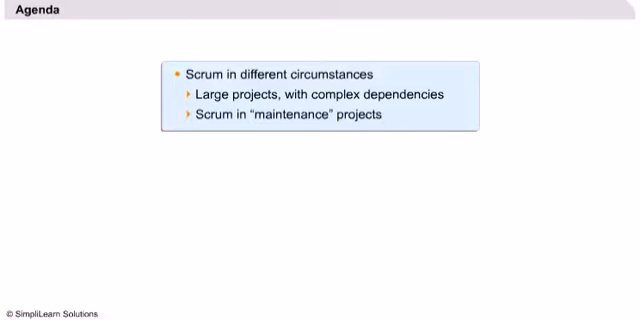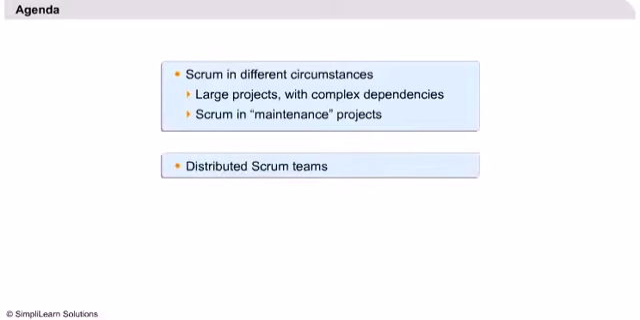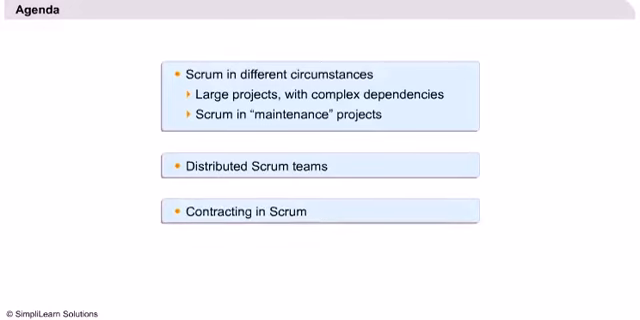We then talk about Scrum in maintenance projects. We then look at how to make Scrum work in distributed teams, and we shall consider a few common scenarios to make it real. Then we look at how Scrum principles can be worked into contracts and how Scrum can work in different contract types.